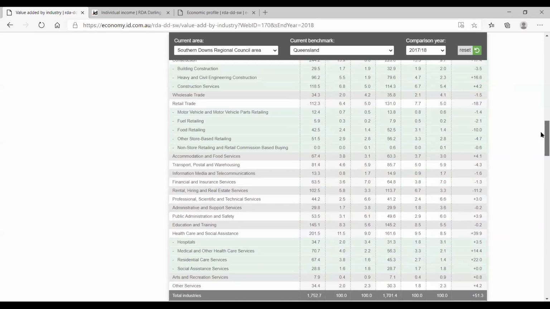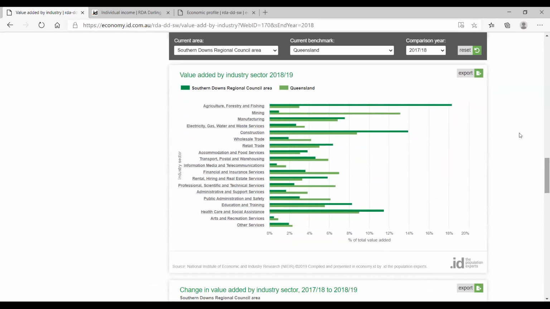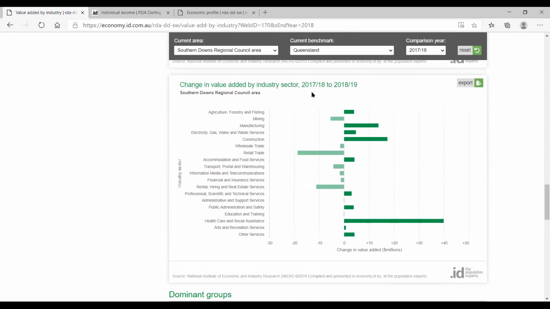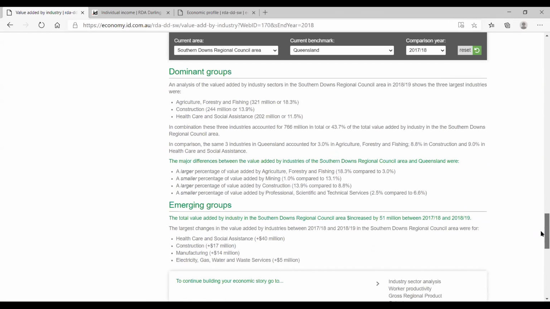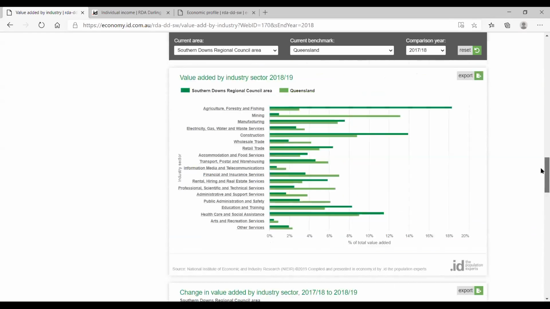Yeah. So we move through here, guys. When you come down, you once again get your charts. So we can see agriculture is certainly creating our greatest value. Construction, which is why it's really important we keep an eye on those building approvals because that's really supported some growth. Healthcare and social assistance, education and training, even manufacturing in terms of our value add. Then we move down here and we can see how that's changed between 17-18 and 18-19. So we can see our greatest amount of change was in healthcare and social assistance. Okay, once again, we get this analysis down the bottom with dominant and emerging groups. So you can use any of that information in your council reports or whatever it might be.